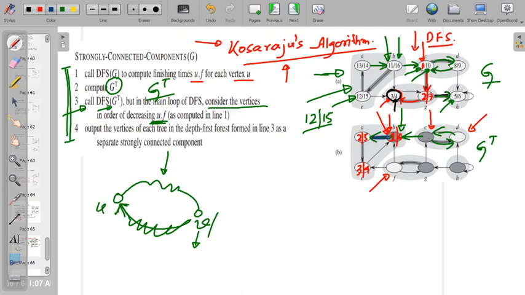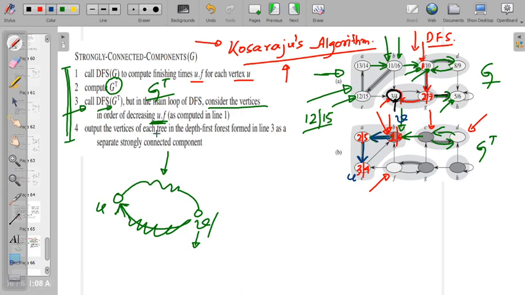Now you see this tree. I am forming this tree. This is the tree that is indicating that I am having a path from V. If this is V, this is U, I am having a path from V to U. If I am having a path from U to V, then I am having a path from V to U. So this is how Kosaraju's algorithm will be working.